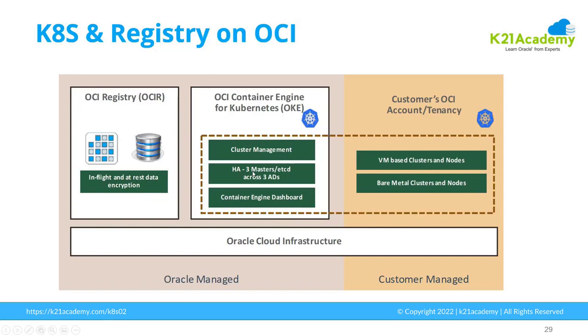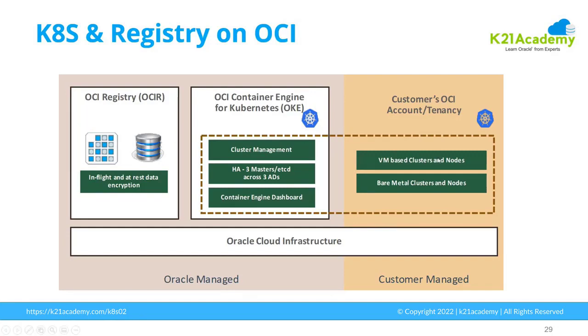Now, there are three copies of the master node, and if you're in a region which has three availability domains, then your master node will be deployed across the three availability domains within a region. Or if you are in a region that has only one availability domain, then there's a concept of fault domains, and your master node will be deployed on these three fault domains.